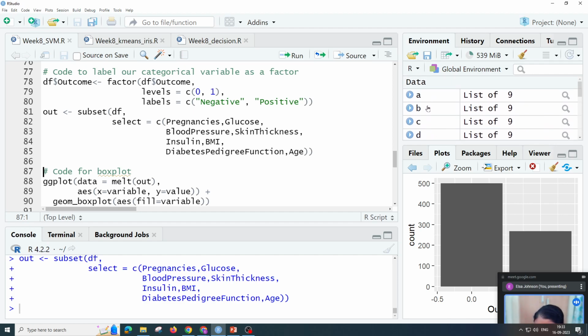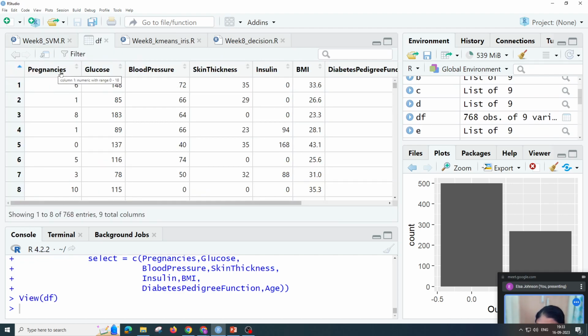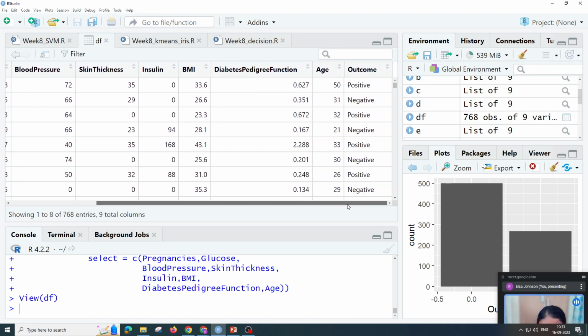How many features are in this data set? 8 features are there, right? Pregnancies, glucose, blood pressure, skin thickness, insulin, BMI, diabetes pedigree function, age. This many features.